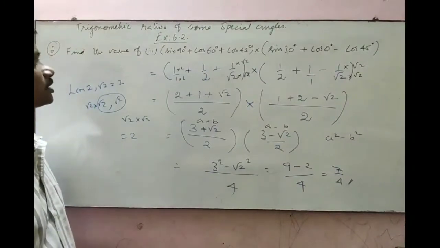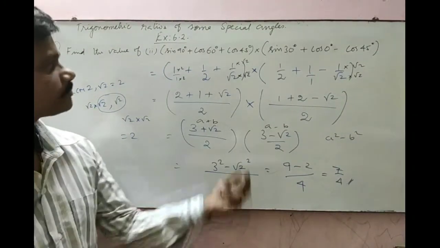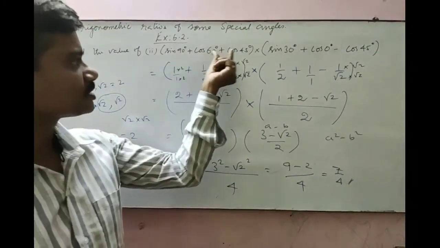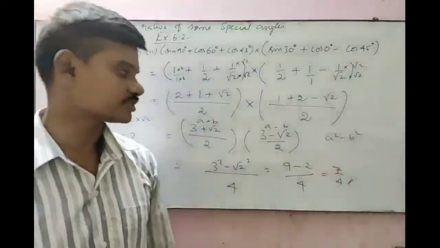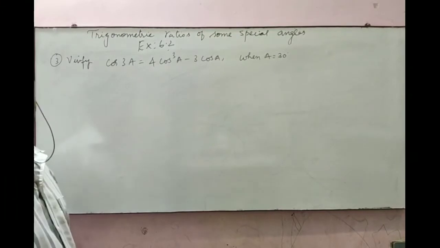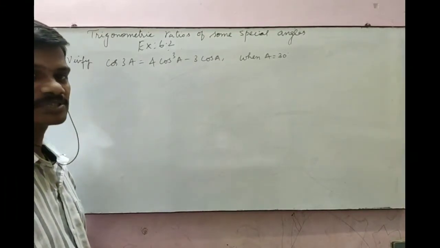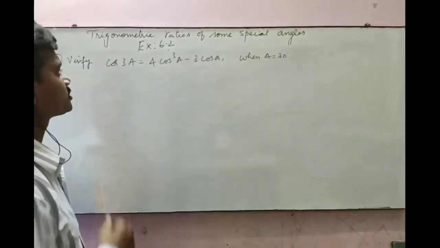So this is the value of sin 90 plus cos 60 plus cos 45 into sin 30 plus cos 0 minus cos 45. Second sum, third subdivision, you do that sum as homework. Next we will see the third sum.